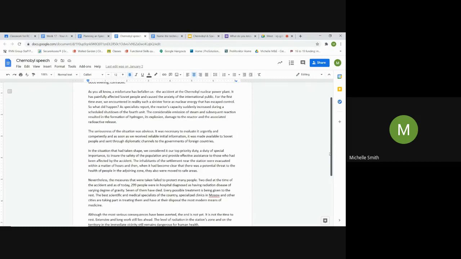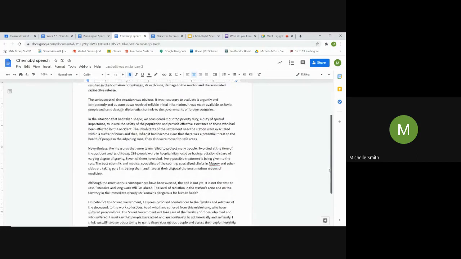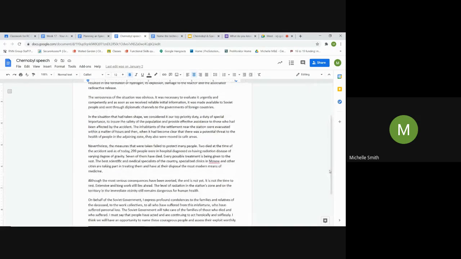In the situation that had taken shape, we considered it our top priority duty, a duty of special importance, to ensure the safety of the population and provide effective assistance to those who had been affected by the accident. The inhabitants of the settlement near the station were evacuated within a matter of hours, and then, when it had become clear that there was a potential threat to the health of people in the adjoining zone, they were moved to safe areas.